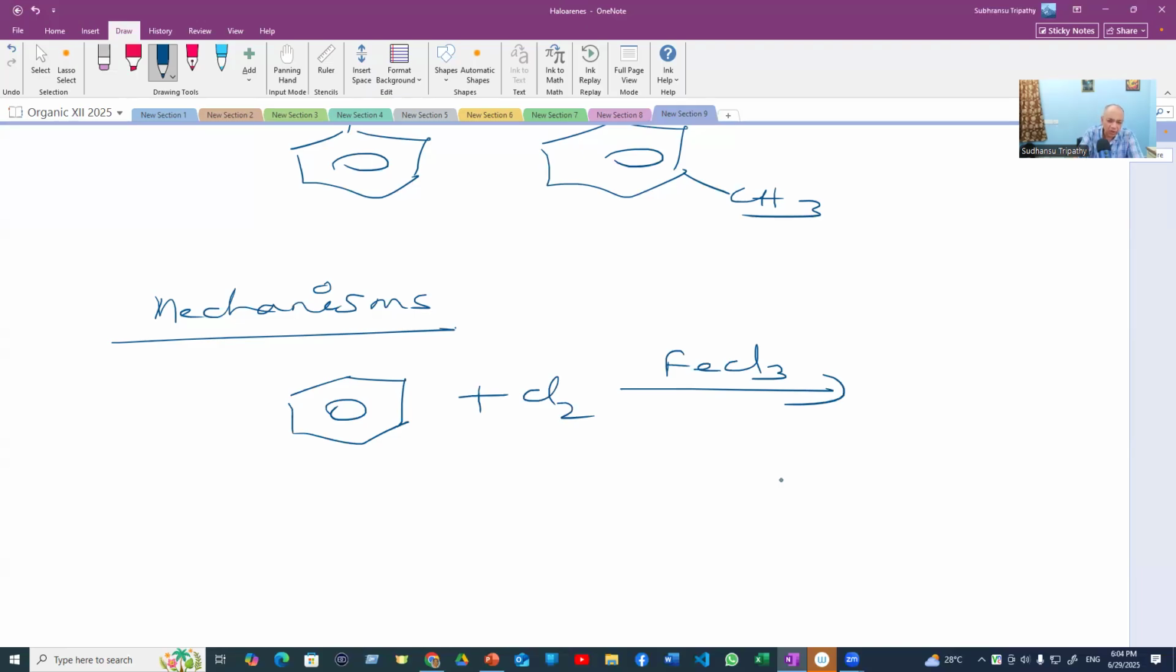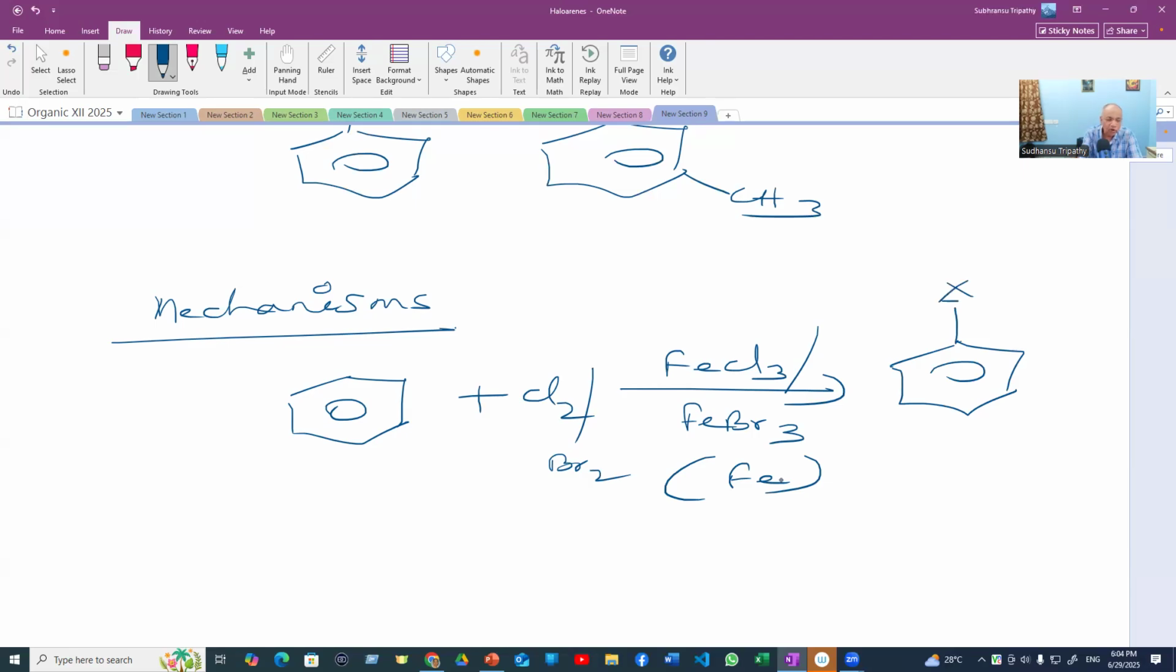You take chlorine or bromine. If you take bromine, then you take ferric bromide, or simply Fe with excess of chlorine or bromine. That will do the same job and we get chlorobenzene, or in general halobenzene. This X stands for Cl or Br. This method is not suitable to get fluorobenzene and iodobenzene.